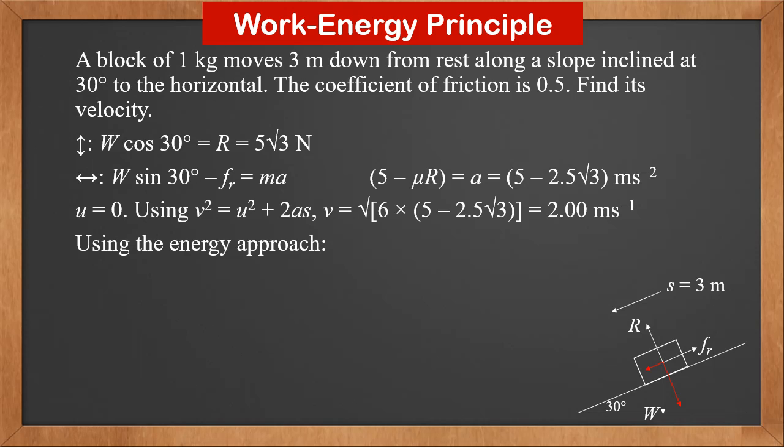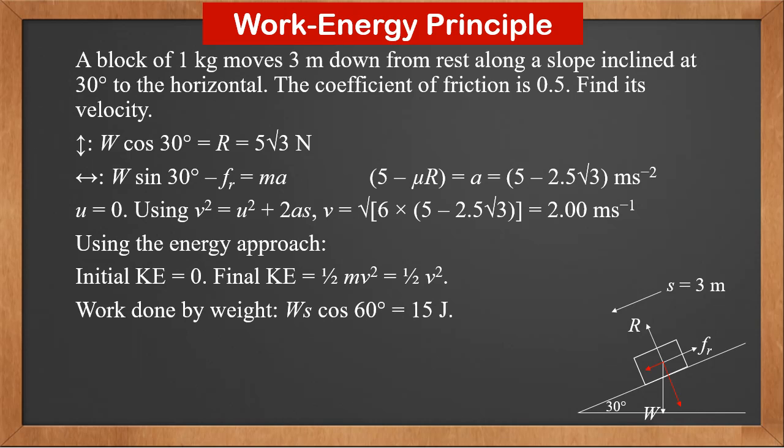We can also resolve it with the energy approach. Displacement s is 3 meters down along the slope. Initial KE is 0. Final KE is half mv squared, which is half v squared. The angle between weight and displacement is 60 degrees. So work done by weight is Ws cosine 60, which is 15 joule.